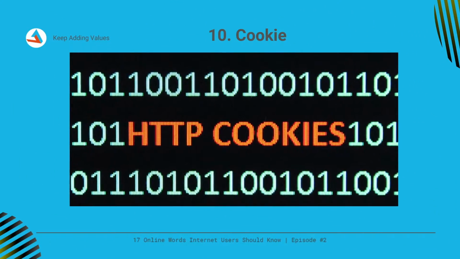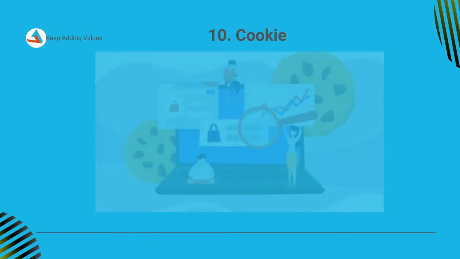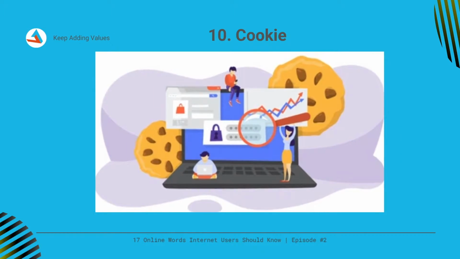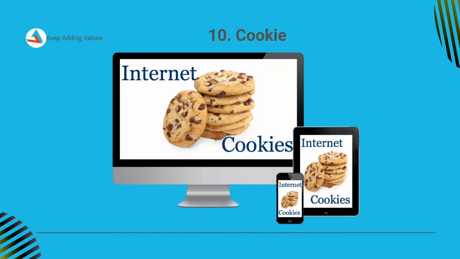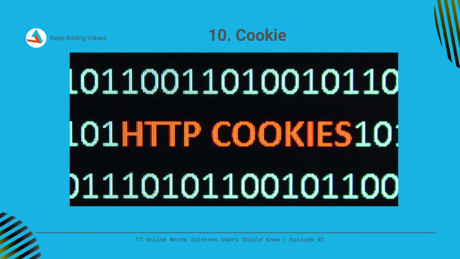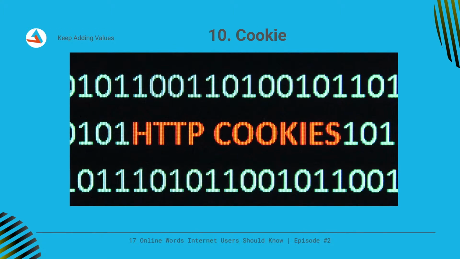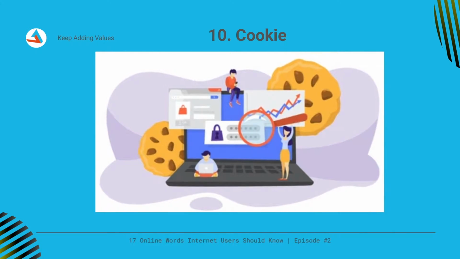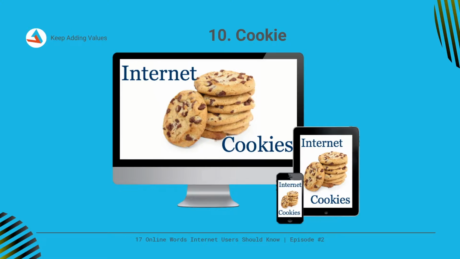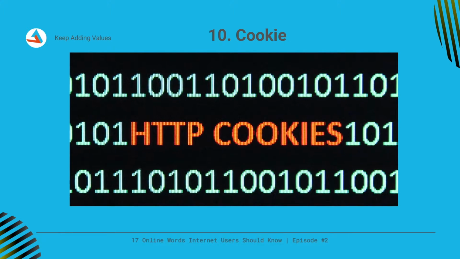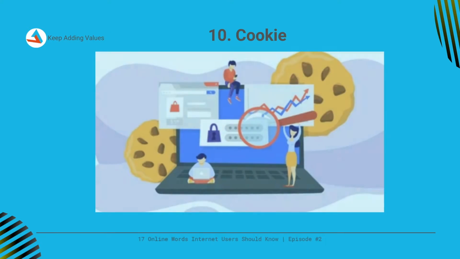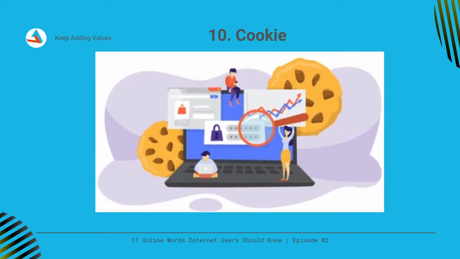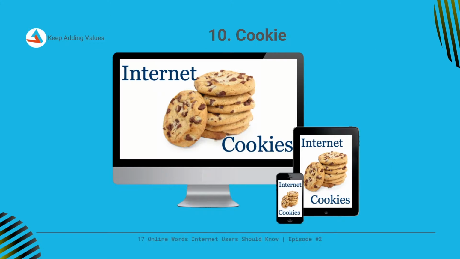Number 10. Cookie is a small amount of data generated by a website and saved by your web browser. Its purpose is to remember information about you, similar to a preference file created by a software application. While cookies serve many functions, their most common purpose is to store login information for a specific site. Some sites will save both your name and password in a cookie, while others will only save your username.